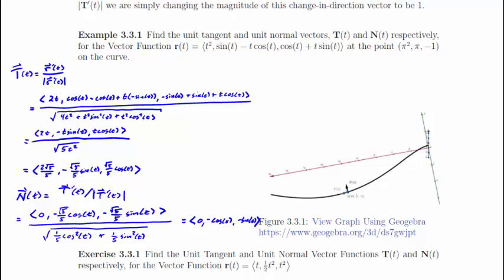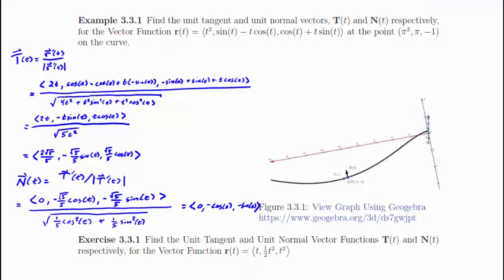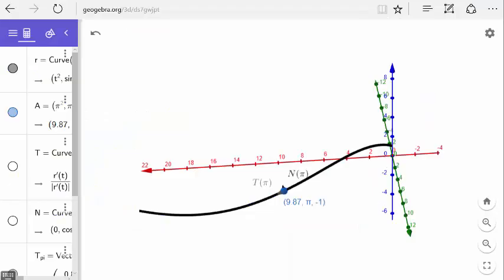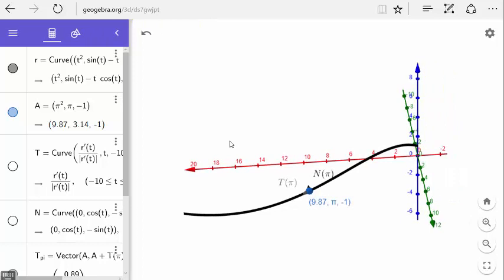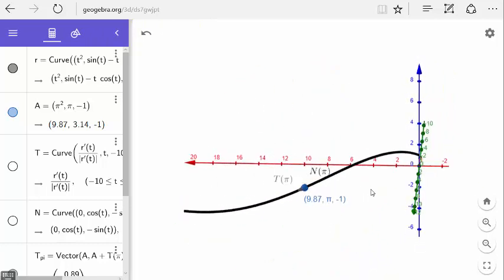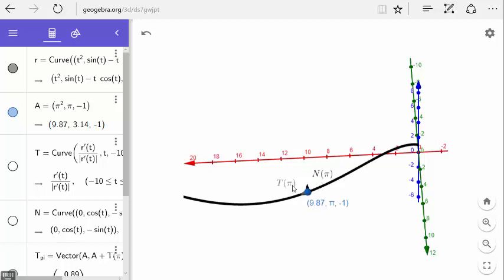Okay, so let's take a look at what is happening here on the graph. Here we have our curve. I'll show you t squared sine of t minus t cosine of t plus t sine of t is this black line here, and then we get our unit tangent function, our unit normal function. We've plugged in pi, and let's go back and just do that real quick. I'm going to get this so that it can move instead of having our single point.